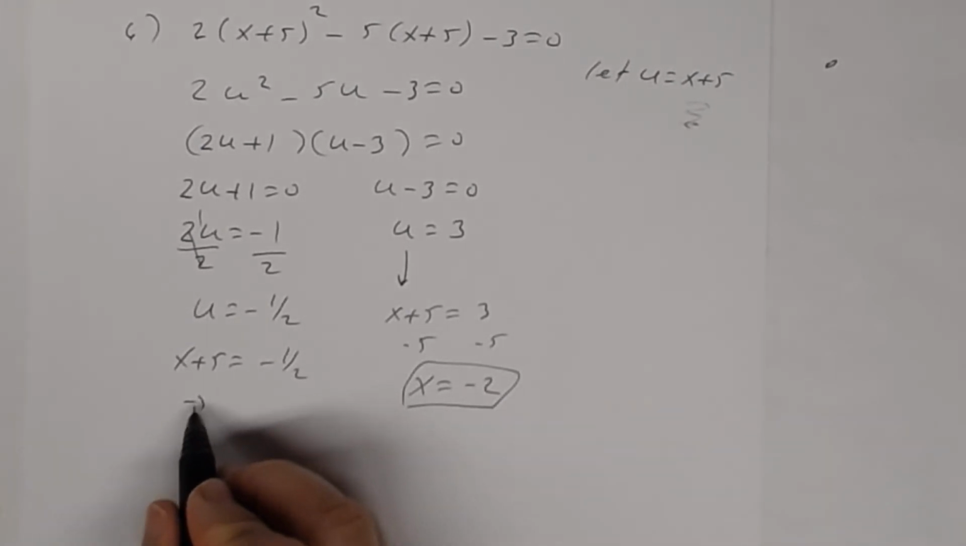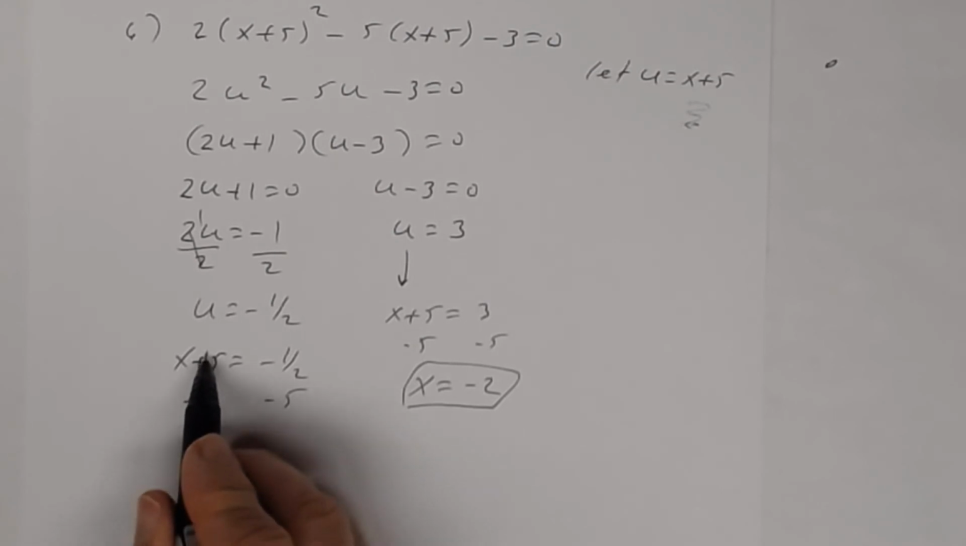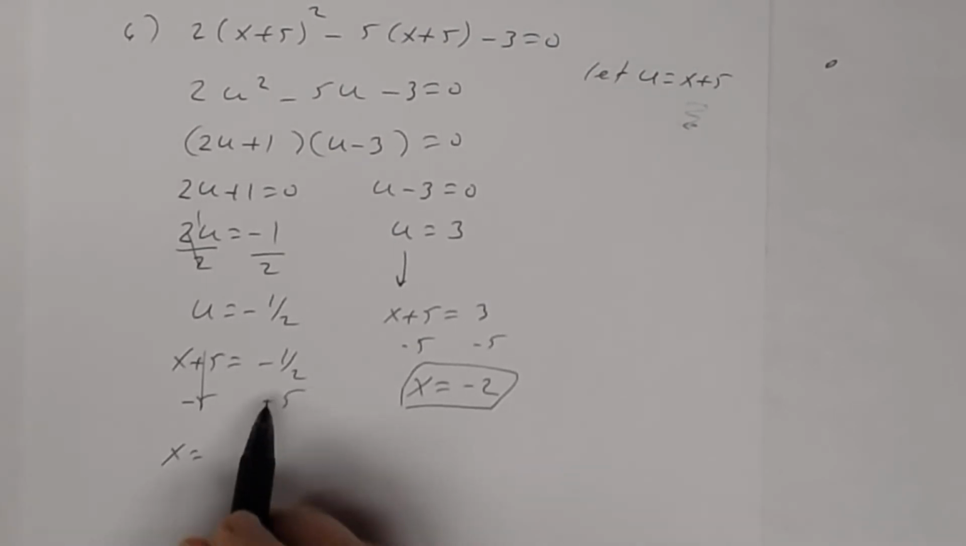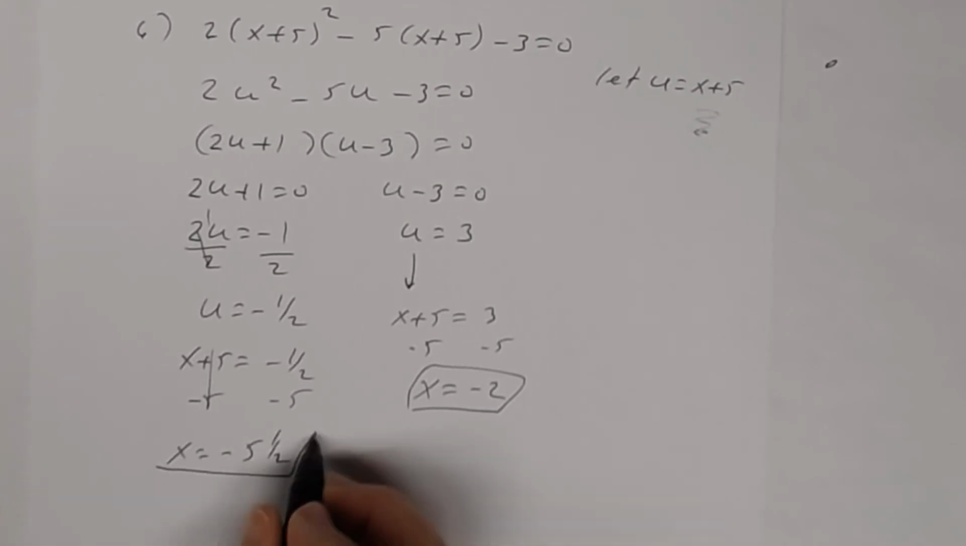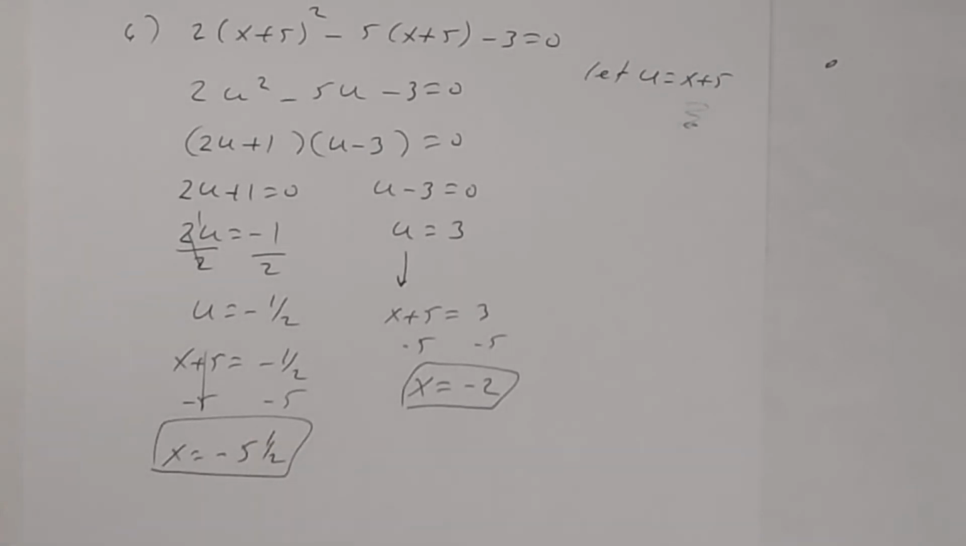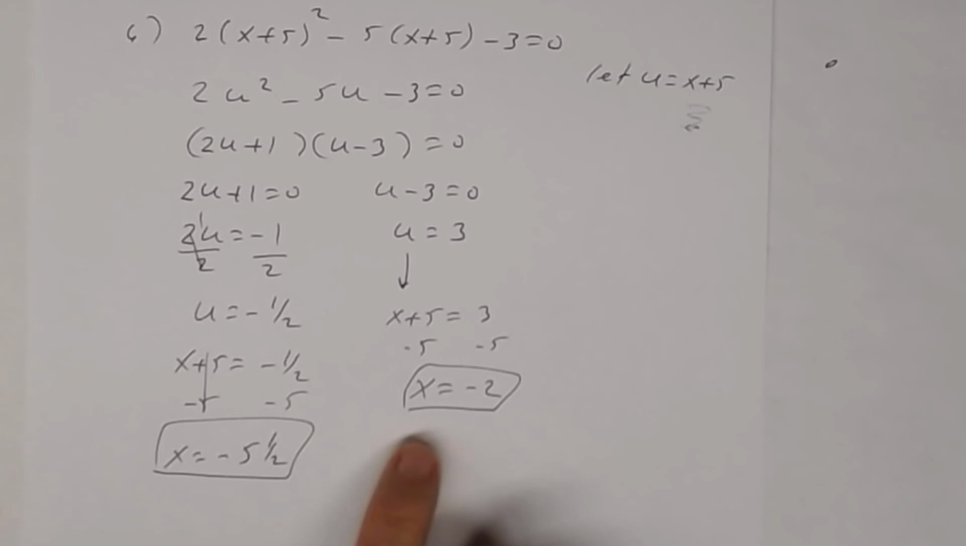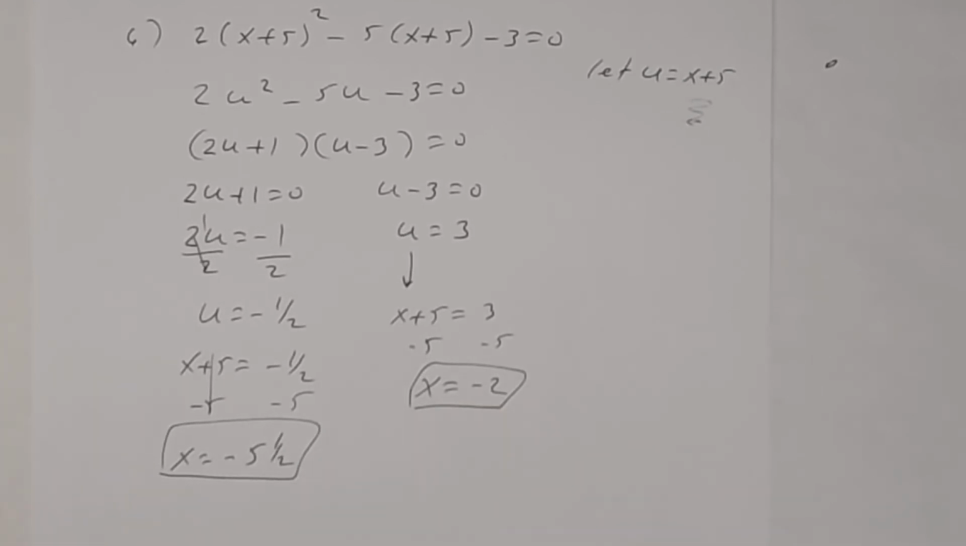Over here, I'm going to subtract 5 from both sides. And when I do that, I get x equals. Now that one's not that bad because the signs are the same. And so a negative 1 half and a negative 5 is a negative 5 and 1 half. So those are your solutions. Okay? All right, so your solutions are negative 5 and a half and negative 2.